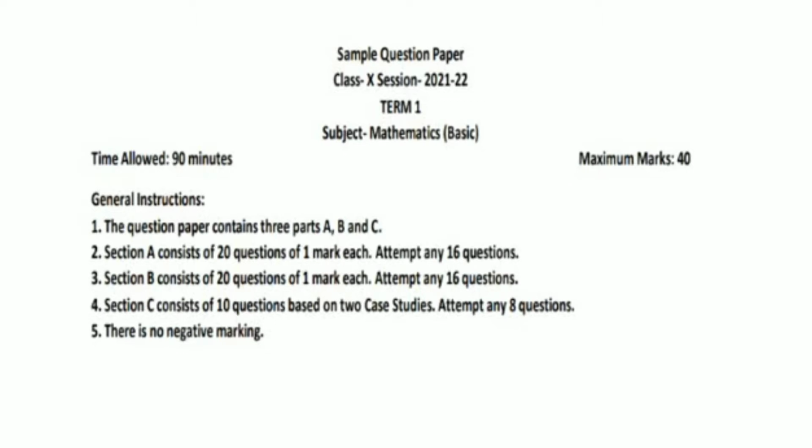And in part 1 there are some general instructions, and these are: the question paper contains parts A, B and C. Okay? In section A, there are 20 questions of 1 mark each, and you have to attempt only 16 questions. Section B consists of 20 questions of 1 mark each, and you have to attempt only 16 questions. And section C consists of 10 questions based on 2 case studies, and you have to attempt any 8 questions. Okay, there is no negative mark.